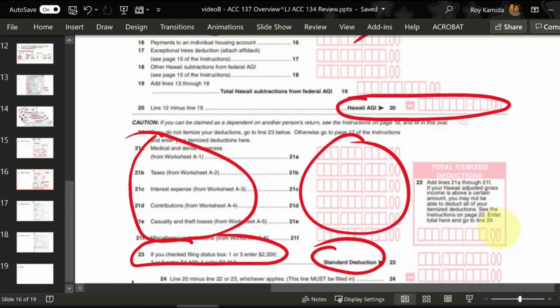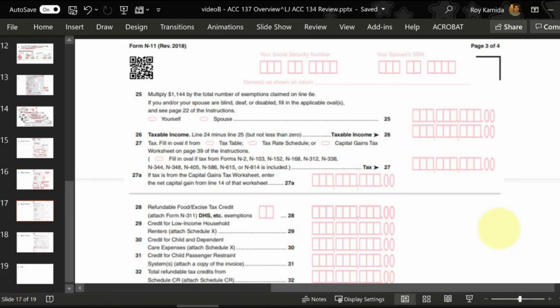And another subtraction on the next page is Hawaii exemptions. Exemptions kind of disappeared from the federal return from 2018, but are still here on Hawaii. So for each exemption you claim, that each person you claim, you may subtract out 1144. Maybe additional amounts for age 65 or older for taxpayers, or some optional amount if the taxpayer is disabled. And then you arrive at the Hawaii taxable income that you look up either on the tax table or tax rate schedule. There is a smaller amount for net long-term capital gains, but not as beneficial like we saw on the federal. And there are lots of credits for Hawaii.